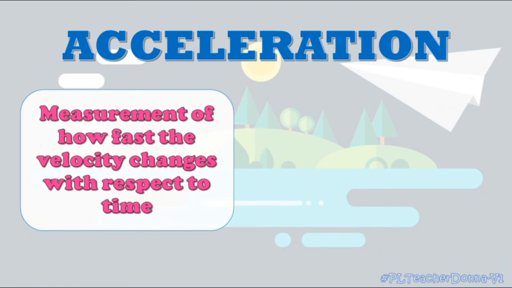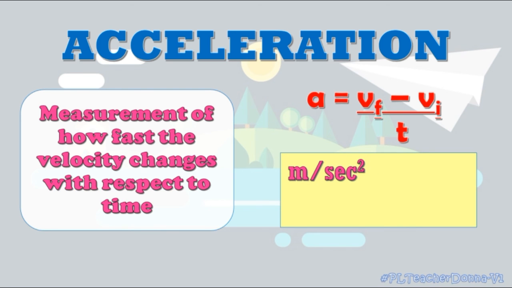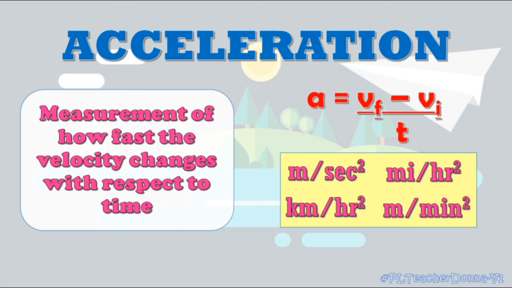Lastly, acceleration measures how fast the velocity changes with respect to time. This means that a body or an object accelerates whenever there is a change in speed, change in direction, or change in both speed and direction. To solve for acceleration, we use the formula a is equal to vf minus vi divided by time. Vf stands for final velocity and vi stands for initial velocity. Acceleration is expressed in units such as meter per second squared, kilometer per hour squared, mile per hour squared, and meter per minute squared.